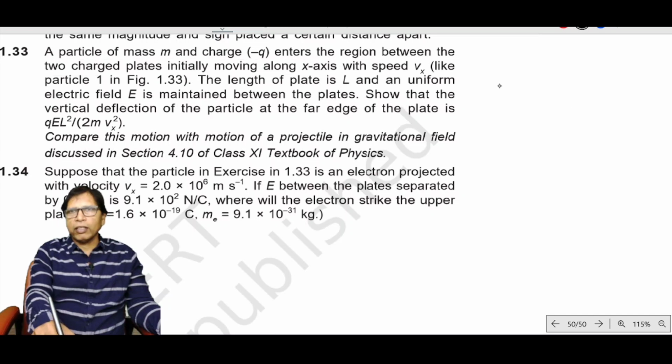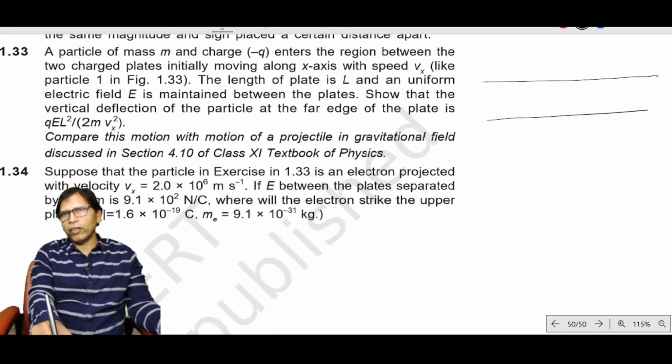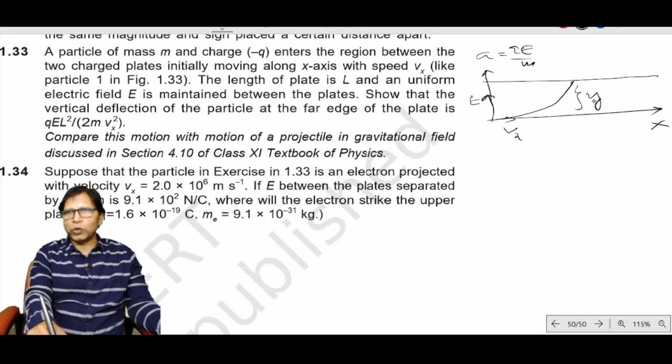This is the two parallel plates, and this is the x-axis. A charged particle moves with velocity Vx along this direction, and here the electric field is directed along this direction. So the acceleration of the charged particle along this direction is a = qE/m. Now after the distance L along x, the deflection of the charged particle is y.